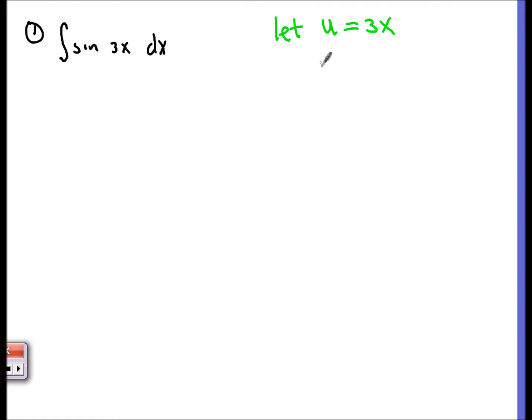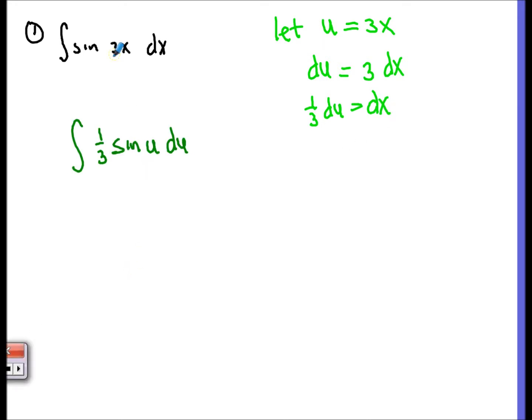By doing this, I can take the derivative of u, which would be 1 du, and the derivative of 3x, 3 dx. Notice I'm using the du and dx notation from implicit differentiation. You can solve this expression for dx by dividing by 3. Dividing by 3 is the same thing as multiplying by a third, so 1/3 du is equal to dx.